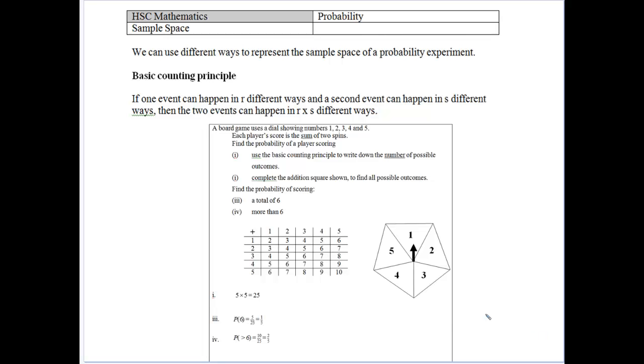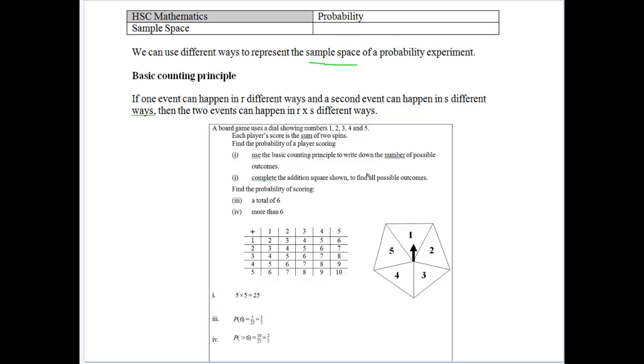We want to look now at some of the ways we can get our sample space. Remember, our sample space is what the total events would be in a probability experiment. The first one is what we call the basic counting principle: if one event can happen in R ways and a second event can happen in S ways, then the two events can happen in R times S different ways.